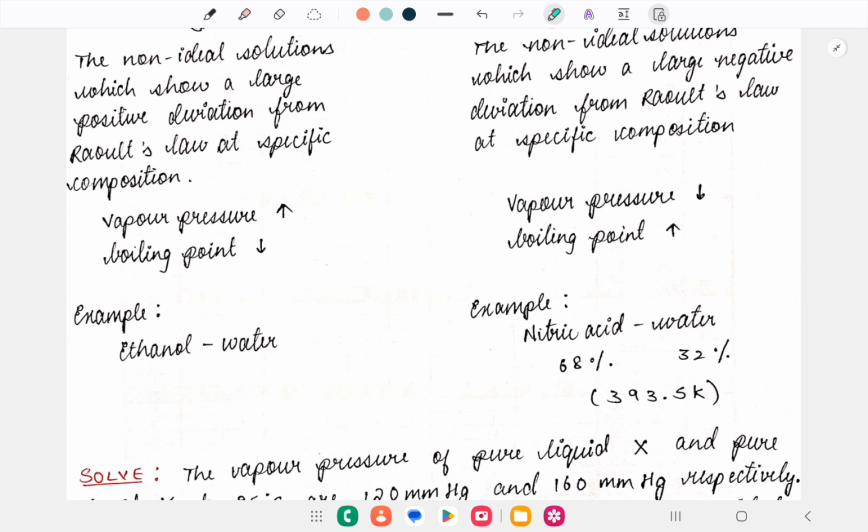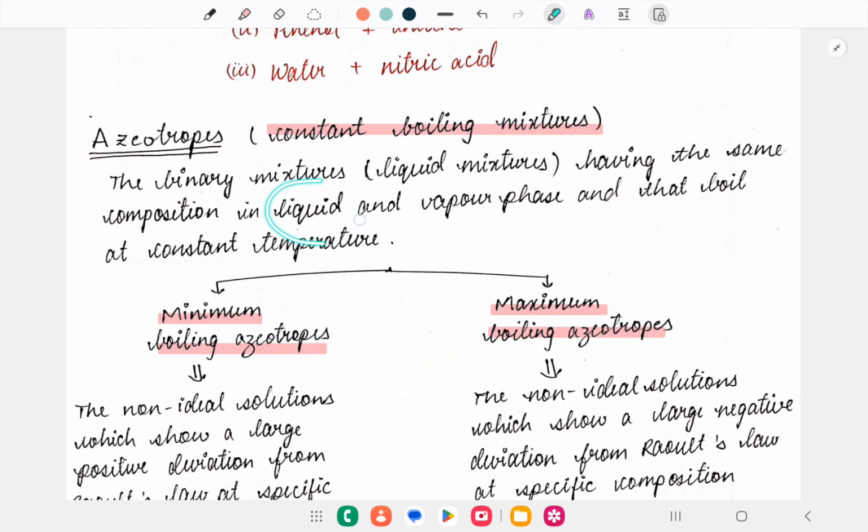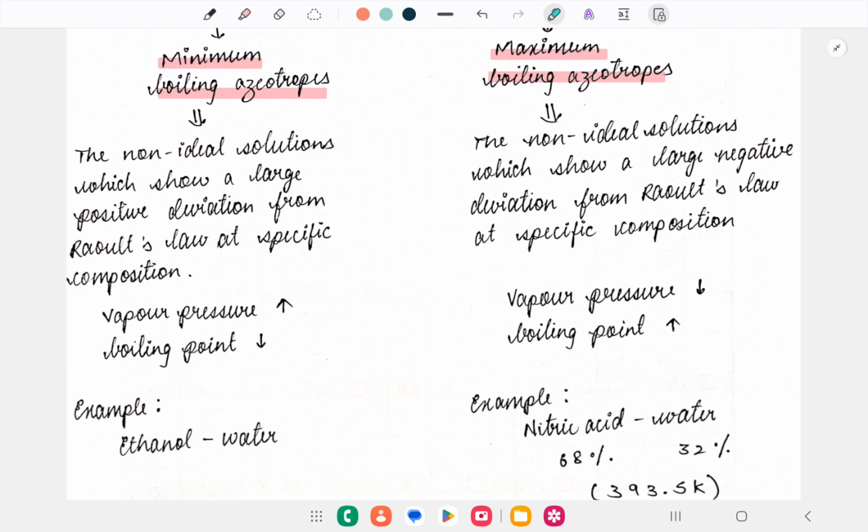So on fractional distillation, they give a solution containing 95% by volume of ethanol. After achieving this composition, no further separation occurs as the liquid and the vapor phase have the same composition.